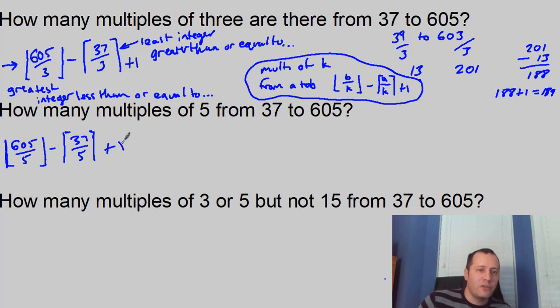Subtract and add 1. We should be good to go. 605 divided by 5. Well, 5 goes into 100 20 times. So that's 120 and then one more. So 121, and that's exact.